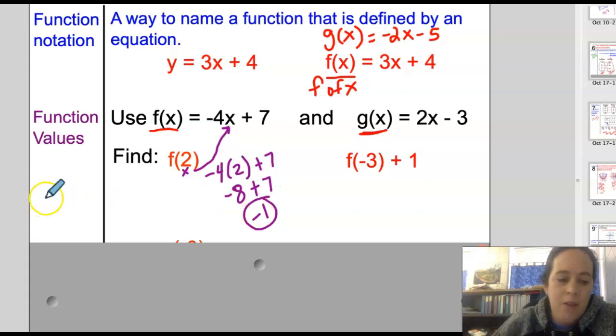Right? So if I asked you to find f of negative 2, you would plug in a negative 2 up here. You would do negative 4 times negative 2 and then plus 7.